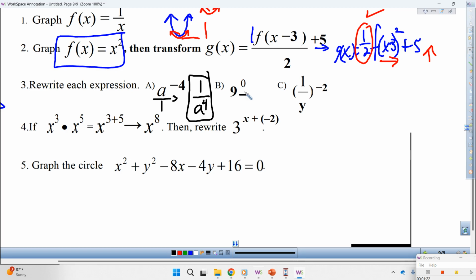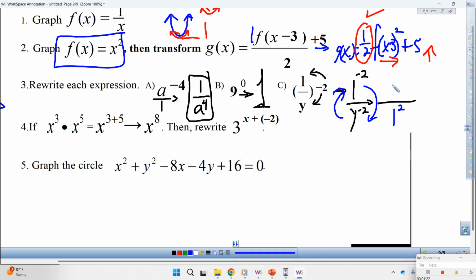What is any number to the 0 exponent, everyone? 1. That is correct. C, distribute the exponent here and here, so we end up with 1 to the negative 2 over y to the negative 2. Can we have negative exponents? No, Mr. Q. So to change it, we do the reciprocal, or send them the 1 to the denominator, the y to the numerator, so it's 1 positive squared, y positive squared. So this becomes y squared over 1, or y squared.